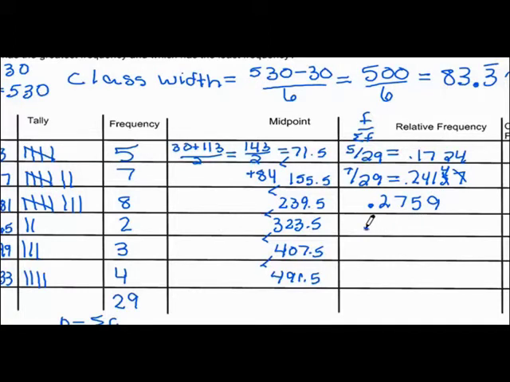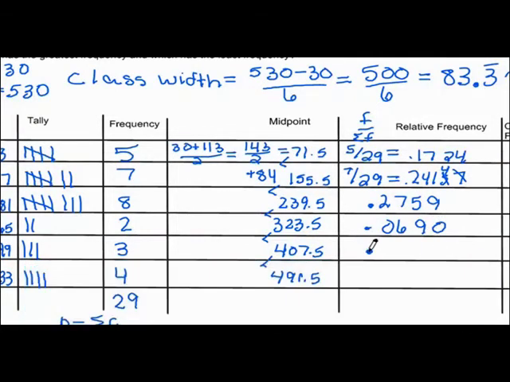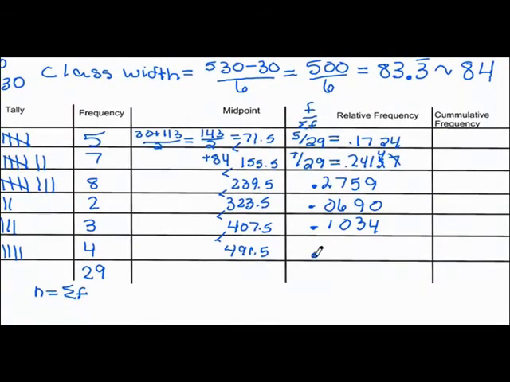The next one is 0.06896. And the 6 makes the 9 become a 10, which makes that 8 become a 9, so you get 0.0690. The next one, you're going to get 0.103, and then the 4 with another 4 makes it stay a 4. And the last one here is 0.1379. There's a 3 following this that just keeps it a 3.